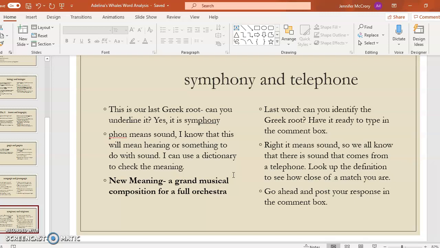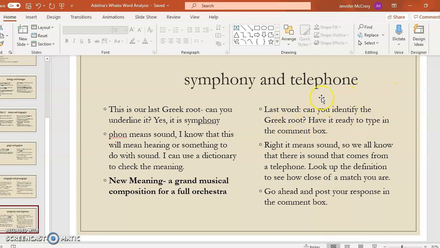So I know that this new meaning that I found is going to be a grand musical composition for a full orchestra. Think about all those sounds. Stringed instruments, brass instruments, drums, anything and everything. What a sound with that Greek root phone. Now the last one, I'm giving this to you all on your own.